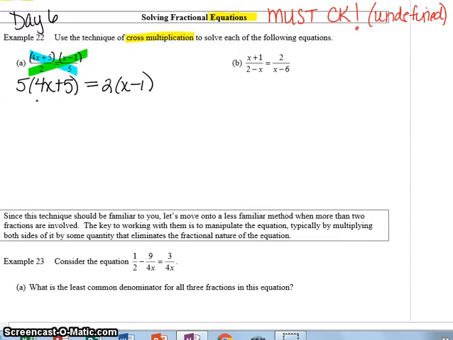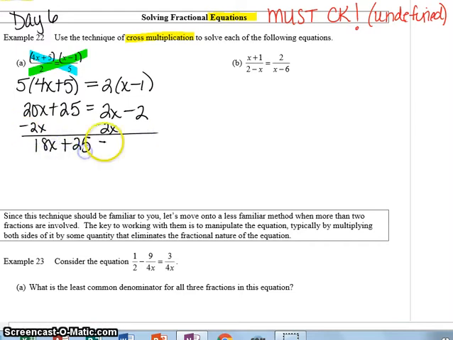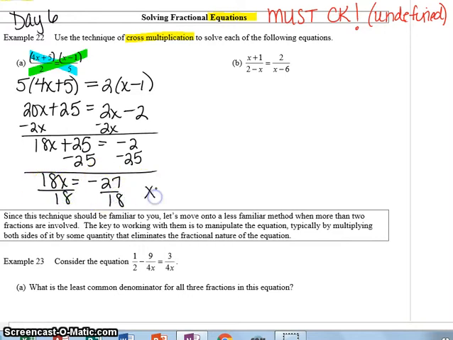You guys should be very, very good and quick at this, but I'm going to get 20x plus 25 equals 2x minus 2. Okay, so now I'm going to minus 2x from both sides. And then this is just solving a simple multi-step equation. So I'm going to get 18x plus 25 equals negative 2. I minus 25 from both sides. And I'm going to get 18x equals negative 27. Divide both sides by 18. And I get x is equal to negative 3/2.